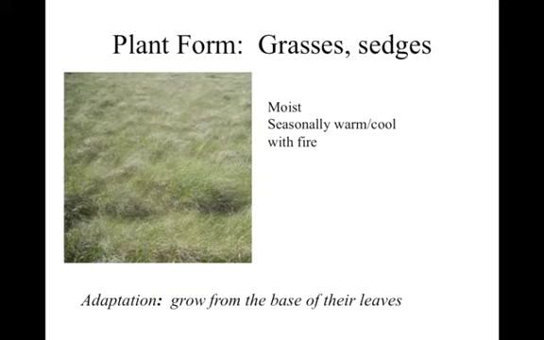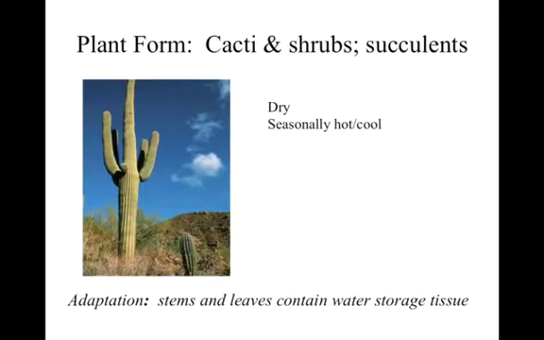The next plant form is grasses and sedges. And these grow in moist environments, also typically in seasonal environments with warm and cool periods. But in contrast to the deciduous and evergreen trees, you find grasses and sedges in areas with a lot of fire. And that's because grasses grow from the base of their leaves. And so when a fire sweeps through, it actually doesn't destroy that plant form underneath the ground in the base, and so the grass can grow back up from there. And that's why you find them in these fire-dominated ecosystems.